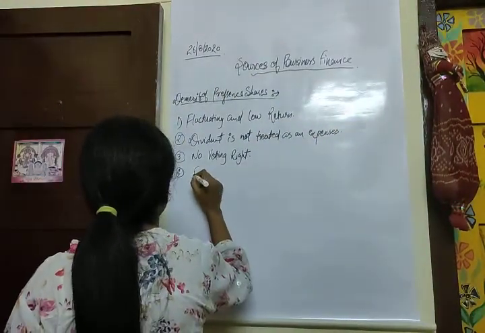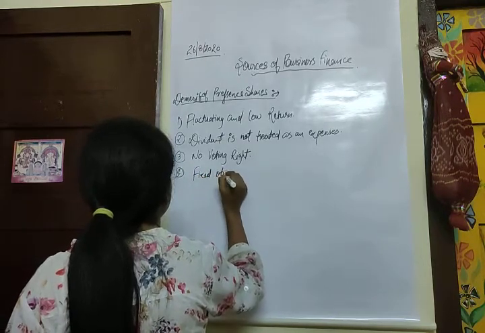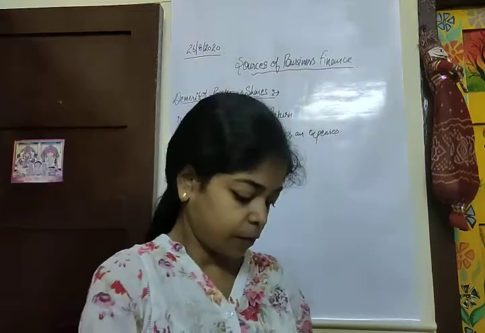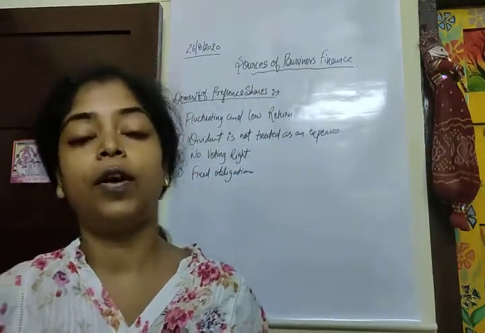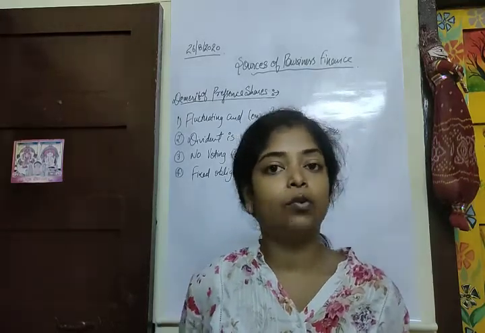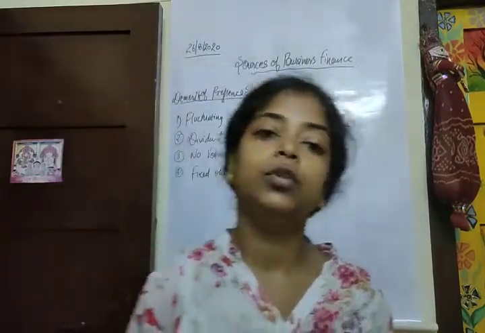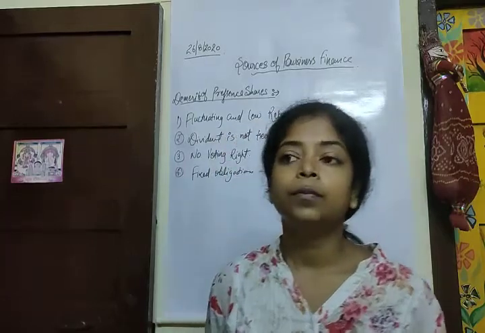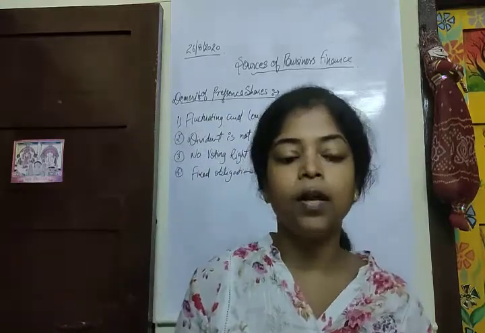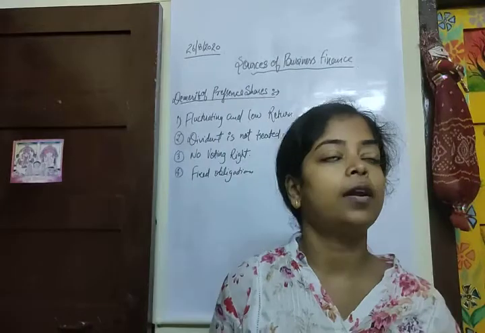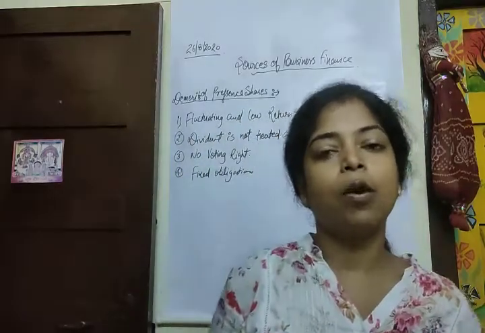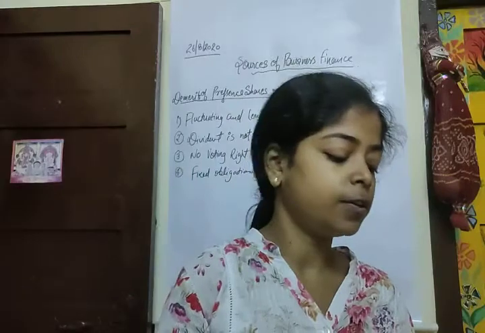And last is fixed obligation. What does it mean? The rate of dividend paid to the preferential shareholder is fixed even during the time of low profit. If the company is facing loss and not doing very well, still the company has to pay a fixed amount of dividend to its preferential shareholders, because it is a deal that a preferential shareholder will always get a fixed amount of dividend. So it doesn't matter whether the company is facing loss or having profit or surplus, the company has to give a fixed amount of dividend to shareholders, right?